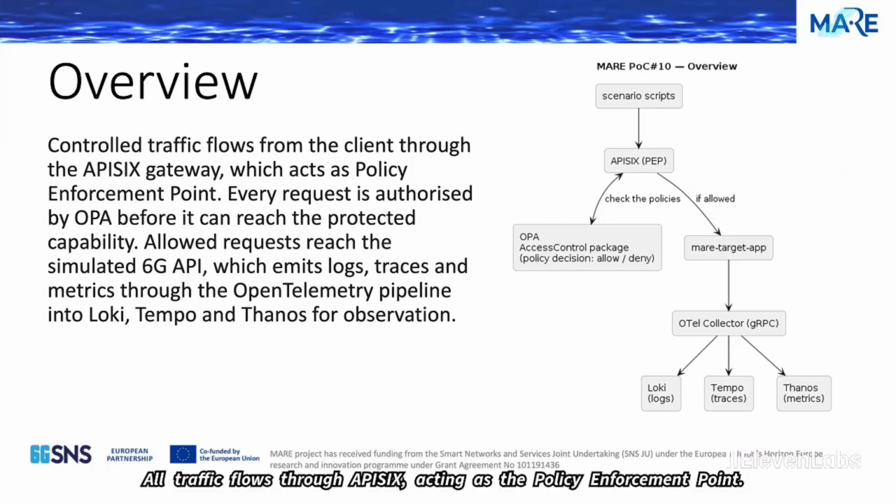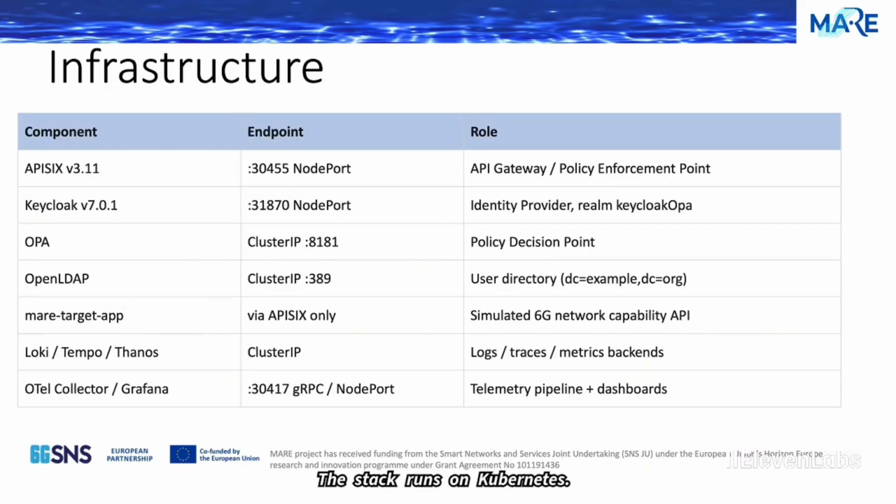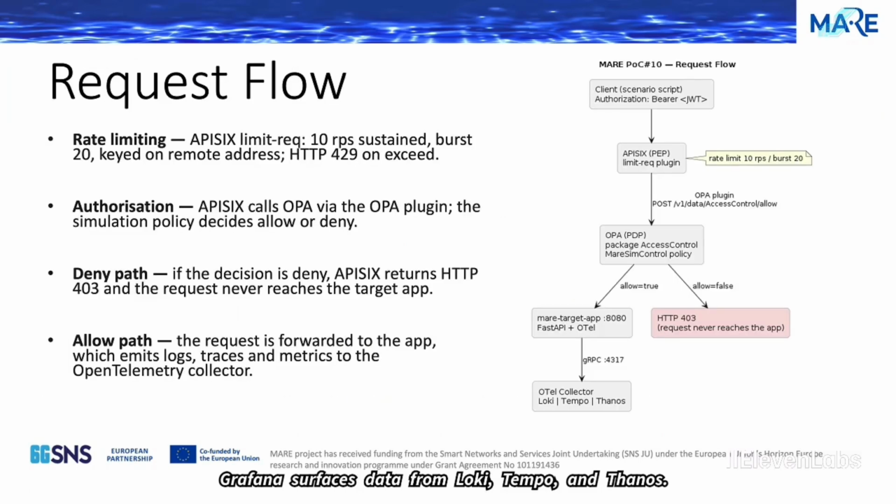All traffic flows through APISIX, acting as the policy enforcement point. Every request is authorized by OPA before reaching the protected API. All activity is observed via OpenTelemetry into Loki, Tempo, and Thanos. The stack runs on Kubernetes. APISIX 3.11 is the gateway exposed through node port. Keycloak handles identity, exposed through node port. OPA is the policy decision point, accessible only inside the cluster. The target app is only reachable through APISIX. Grafana surfaces data from Loki, Tempo, and Thanos.